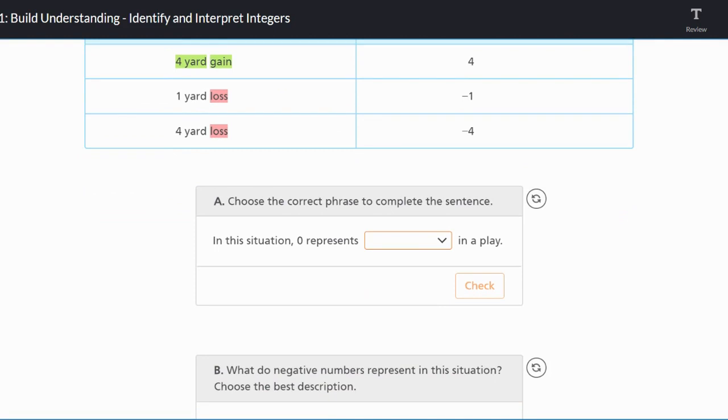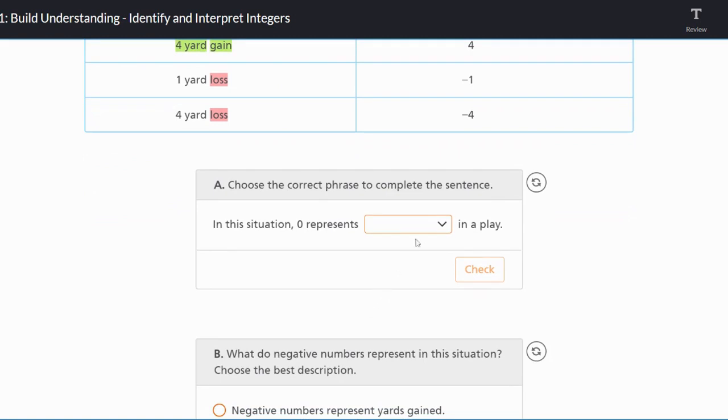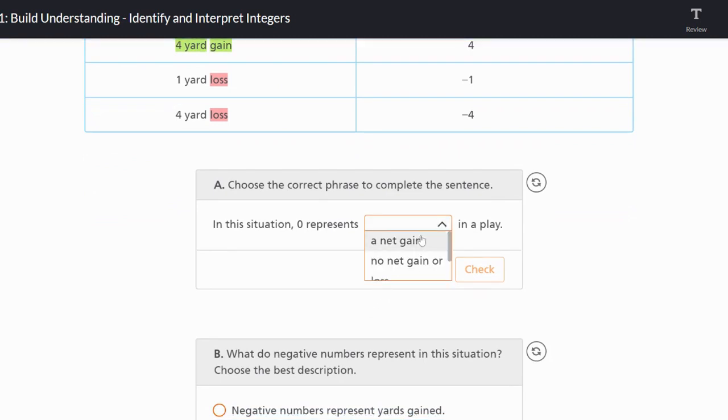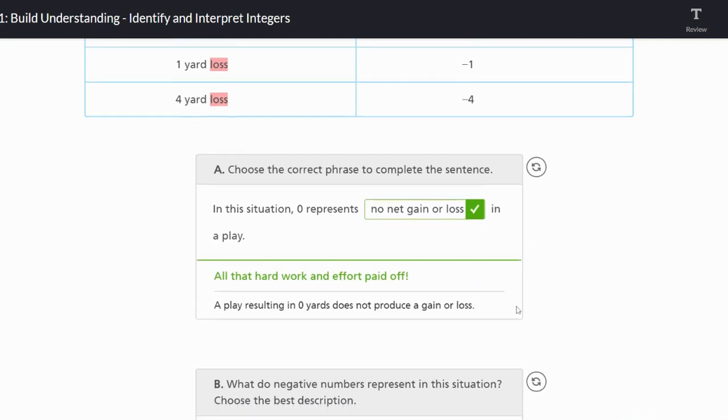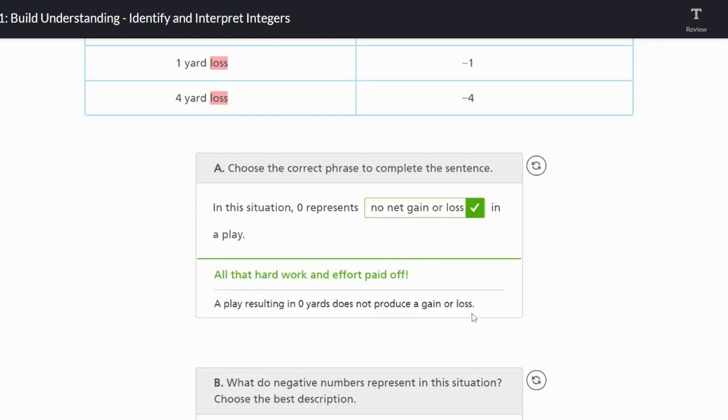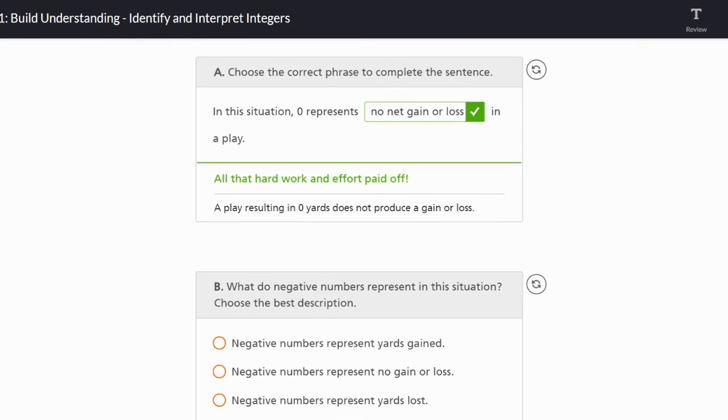So now we're going to complete this sentence. In this situation, 0 represents a net gain. So is it a positive, no net gain or loss, or is it a net loss? Well, a 0 would be no net gain or loss. We didn't lose anything, we didn't gain anything. 0 is just our center, it's balanced.